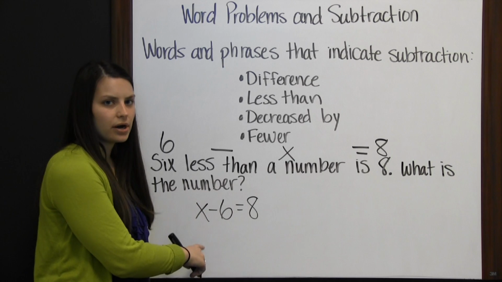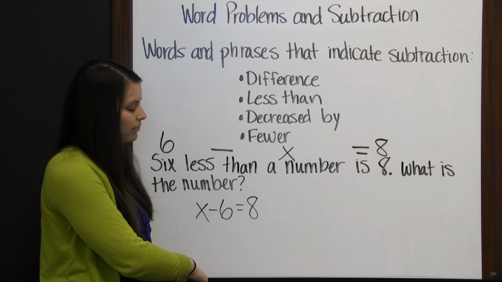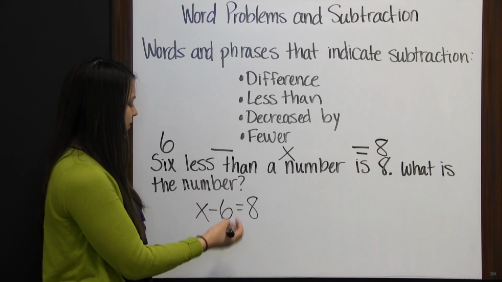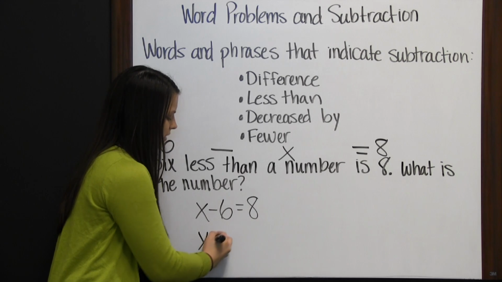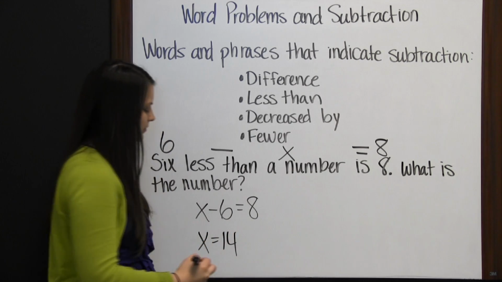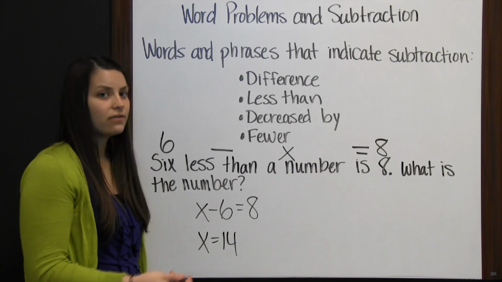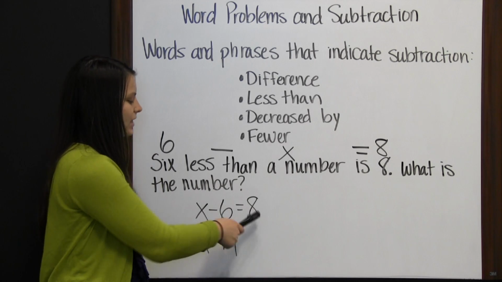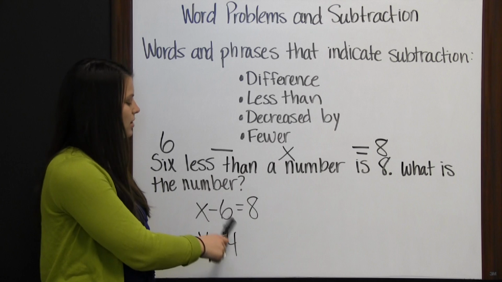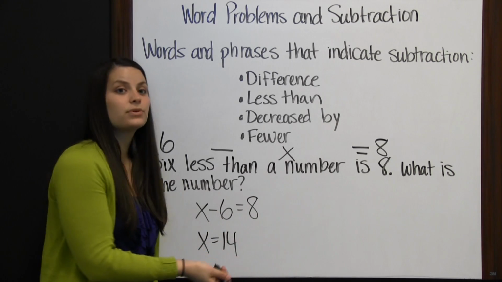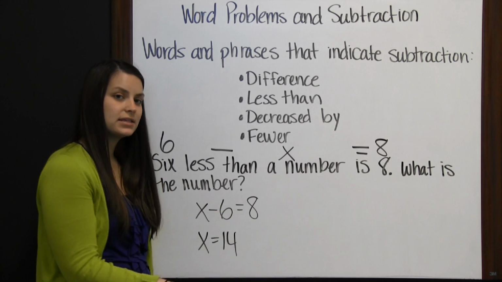So what number would I subtract 6 from to get 8? That number is 14, so that means x is 14. Now, if you didn't know that the number was 14, then you could solve this algebraically by adding 6 to both sides. So you'd have, again, x equals 14 because 8 plus 6 is 14.